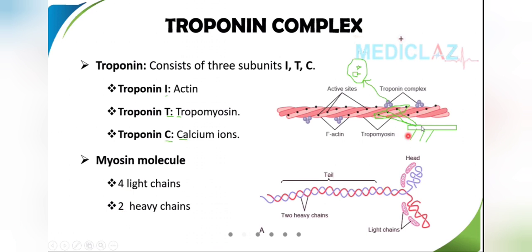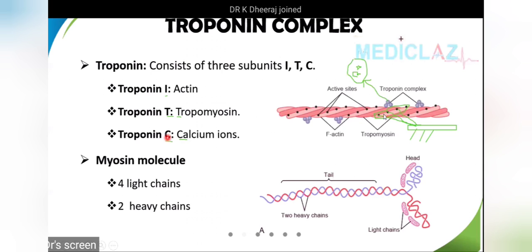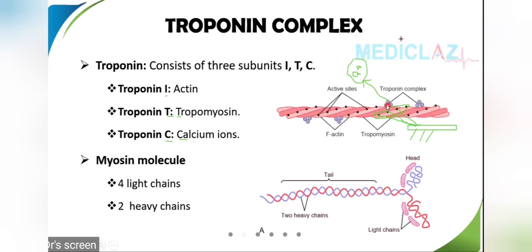So this is the diagrammatic picture. But inside, it will be coiled around each other with light chain and heavy chain. And this is the head. This head part will go and bind to the active sites of the actin molecule. Normally, it is covered by tropomyosin. So how does the tropomyosin reveal the active sites? The calcium will come and bind to the troponin subunit C. Once it binds, this will move the tropomyosin away from the binding sites. So the binding sites will be revealed, and finally this myosin will go and bind to the actin and contraction will occur.